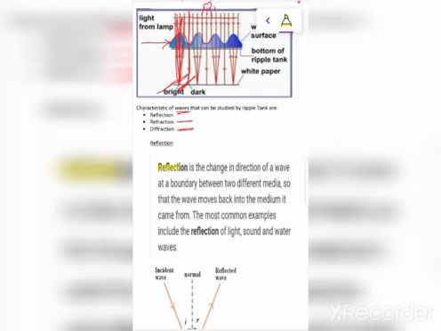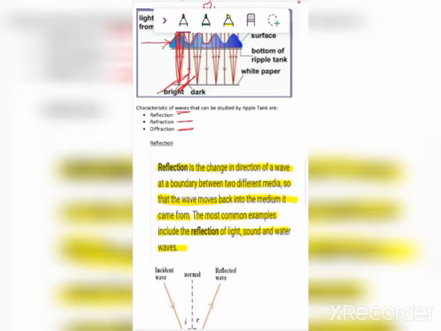What is reflection? Reflection is the change in the direction of a wave at a boundary between two different media, so that the wave comes back into the medium it came from. The most common examples include the reflection of light, sound, and water waves. So what is reflection? It is actually the change of direction.